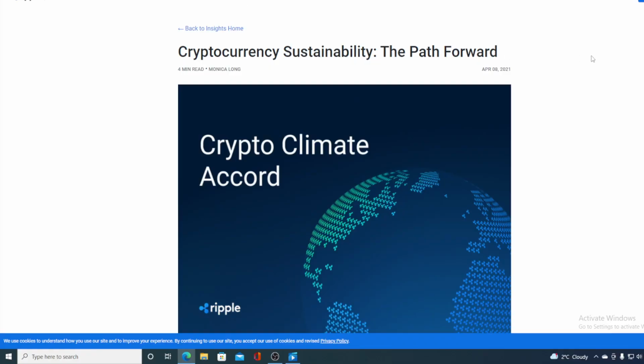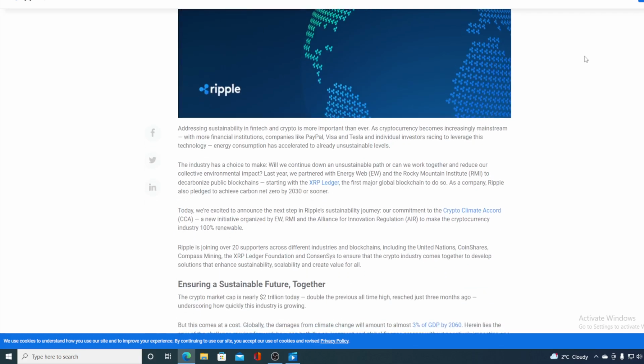Now, Ripple is going green. Cryptocurrency sustainability, the path forward. Addressing sustainability in fintech and crypto is more important than ever as cryptocurrency becomes increasingly mainstream. With more financial institutions, companies like PayPal, Visa, and Tesla, and individual investors racing to leverage this technology, energy consumption has accelerated to already unsustainable levels. The industry has a choice to make. Will we continue down an unsustainable path, or can we work together and reduce our collective environmental impact?